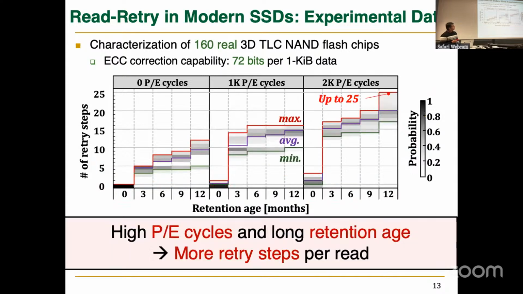And then let's say with 22K P/E cycles, the trend is seen here. You can see that the number of retry steps increases as you perform more program-erase cycles. And with 2000 P/E cycles, you reach up to 25. So the more P/E cycles you perform and the longer the retention time, the number of retry steps increases.